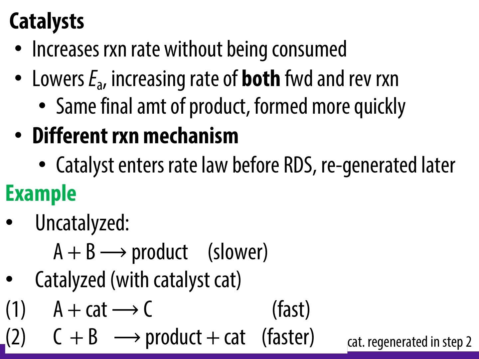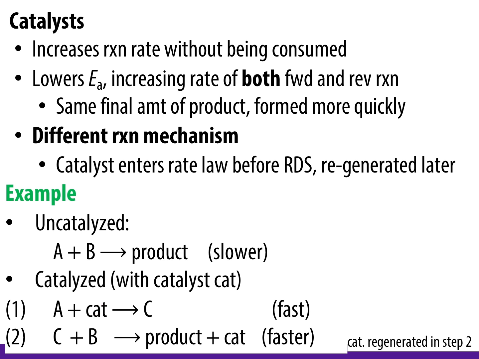Now, here's an example. We have an uncatalyzed reaction. A and B collide to make the product. This is relatively slow. When we add a catalyst, A and the catalyst can collide to make some intermediate C. Then C reacts with B to make product. Now this first step is relatively faster than the uncatalyzed step, but of the 2 steps here, the first one is our slow step. This second step is really, really fast, and it does show what we just expected there. The catalyst participates in the mechanism, but it gets regenerated later.